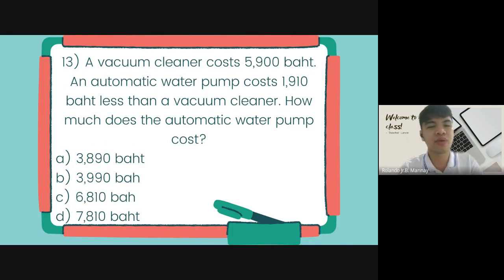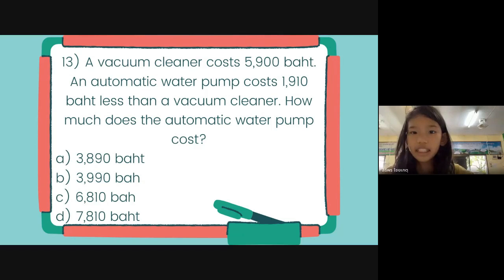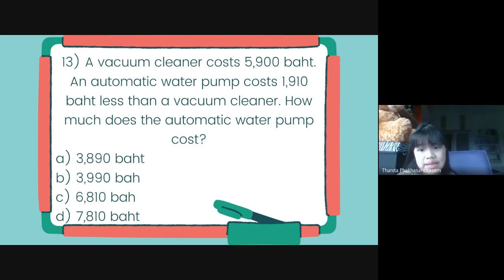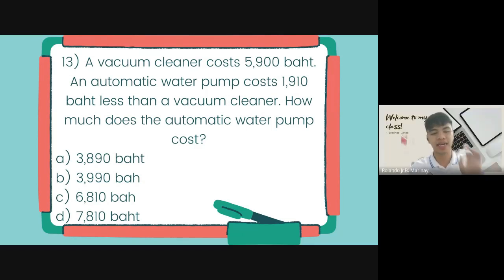Number 13. A vacuum cleaner costs 5,900 baht. An automatic water pump costs 1,910 baht less than a vacuum cleaner. How much does the automatic water pump cost? A, 3,890 baht, B, 3,990 baht, C, 6,810 baht, or D, 7,810 baht. So 5,900 minus 1,910 equals B. Very good. That's letter B.